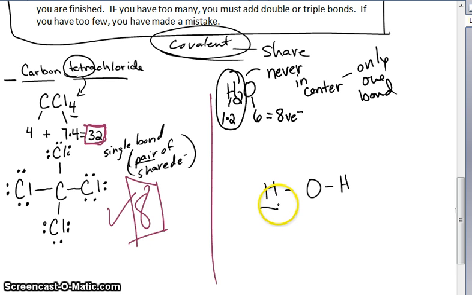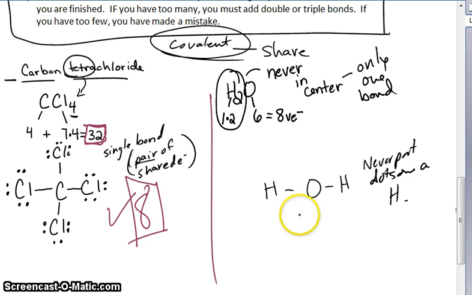So this hydrogen is stable because it already has 2 electrons. Hydrogen only needs 2 electrons to be stable. So that hydrogen is good. This hydrogen is stable because it has 2 electrons right there. That hydrogen is good. We don't need to do anything with that. Never put dots on a hydrogen.